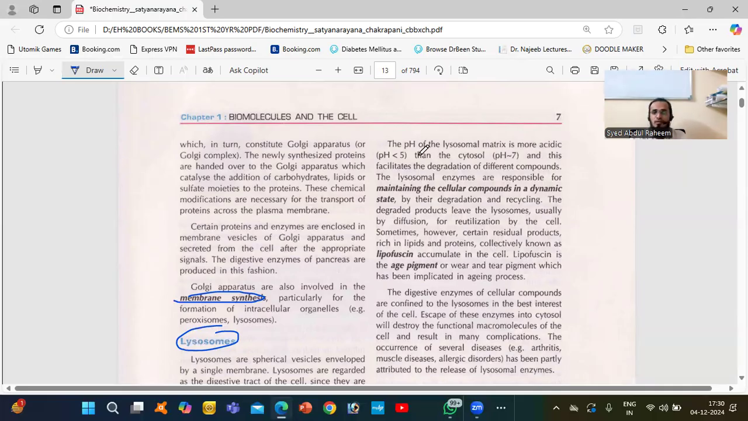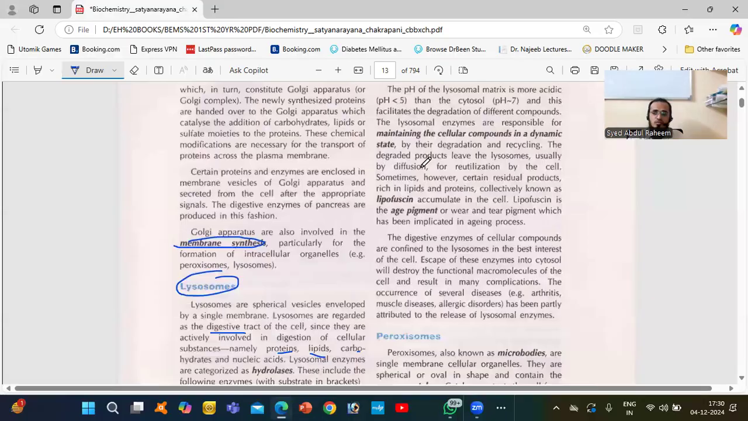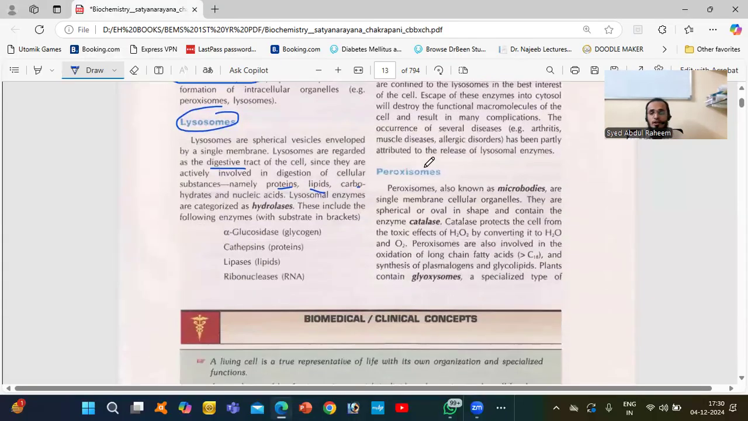Okay, because to degenerate those chemicals. Okay, so the dynamic state. Whatever recycling will happen is due to the lysosome. This is a very important organelle.